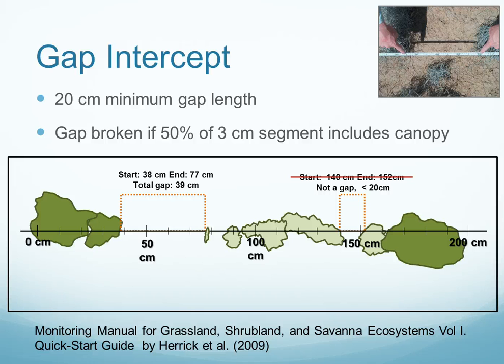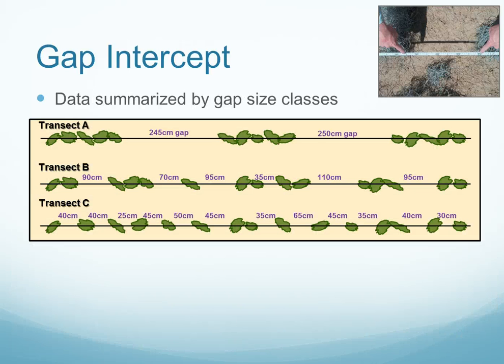Now, instead of just totaling all of the gaps, we need to get information about gap sizes overall in order to be able to talk about the spatial distribution of plants. And so with gap intercept data, we analyze the data by summarizing the gaps into different gap size classes.